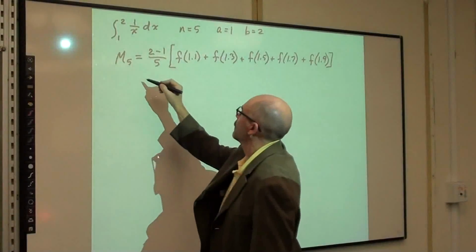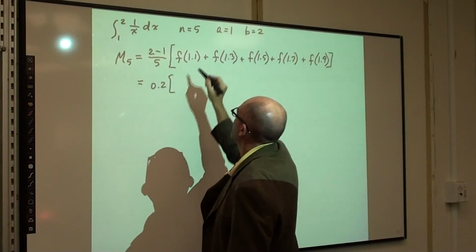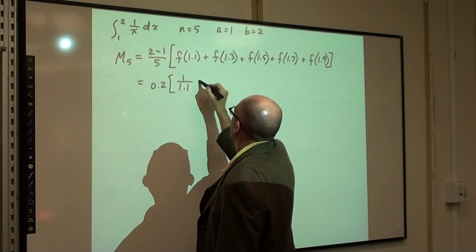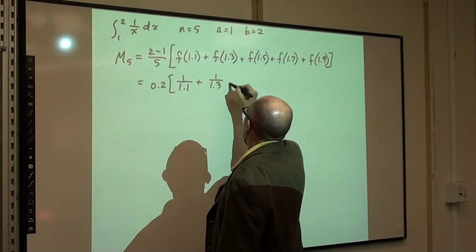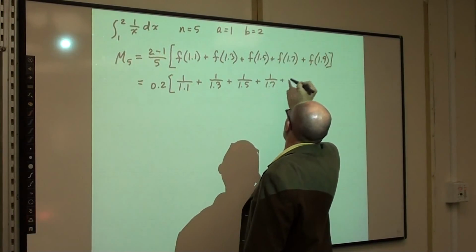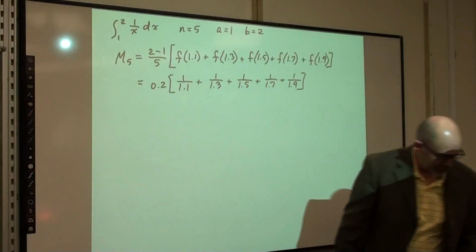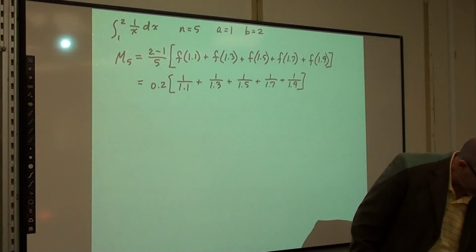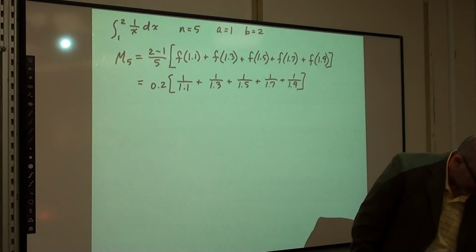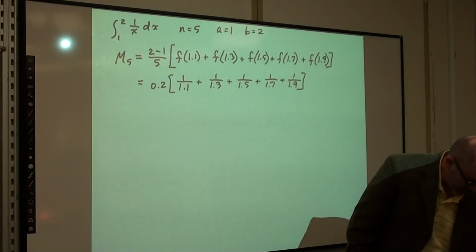So now all we do is plug those in, and this gives us 1/5 or 0.2 times f of 1.1. So that just means 1 over 1.1 plus 1 over 1.3 plus 1 over 1.5 plus 1 over 1.7 plus 1 over 1.9. And we crank that out in our trusty calculator, and we end up with 0.691908.